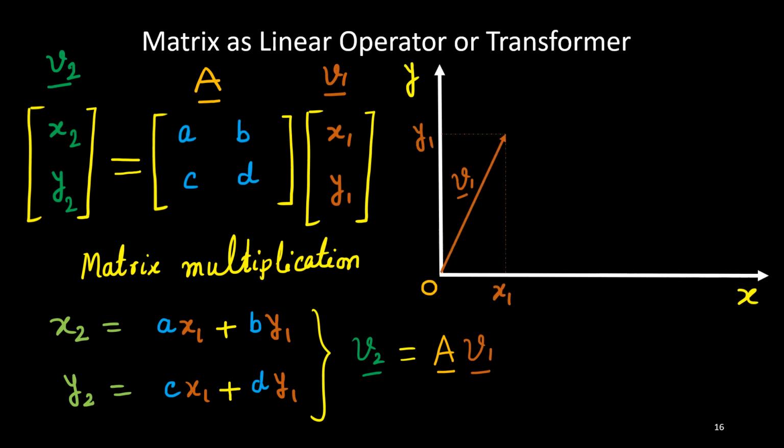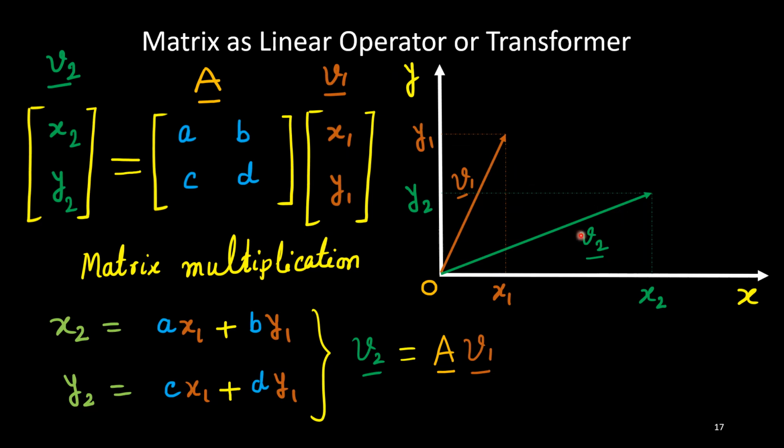Okay, now we'll try to represent these two vectors in the xy plane. So this is our x axis, this is y axis, and suppose this is your v1. So this length is x1 and this one is y1. That's simple. So we have considered one vector v1, and when this matrix operates on this vector, it will produce another vector v2 that we can represent in this way. So this is your y2, this is your x2, so you will find this is v2.